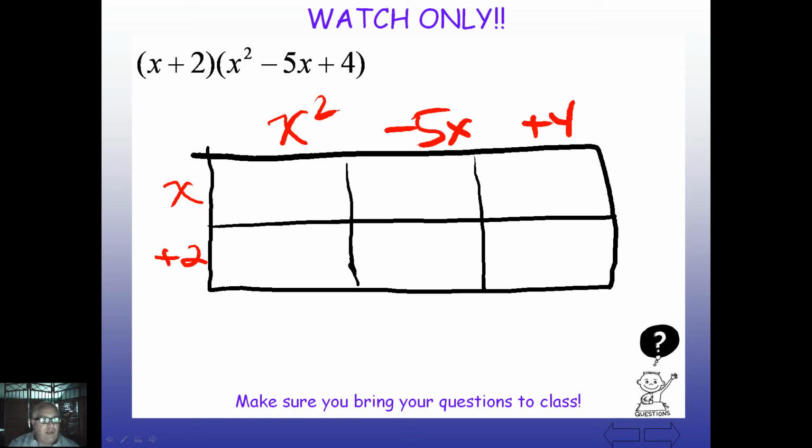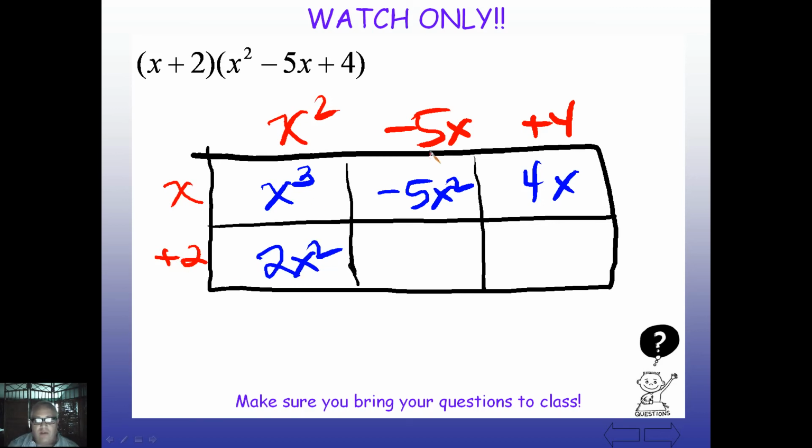Now, if we just start filling this in, x times x squared, well, that's going to be x cubed, of course. X times negative 5x, how about negative 5x squared? And x times 4, 4x. That takes care of the top row there. How about the bottom one? What's 2 times x squared? Well, that's 2x squared. 2 times negative 5x, negative 10x, and 2 times 4 is 8.